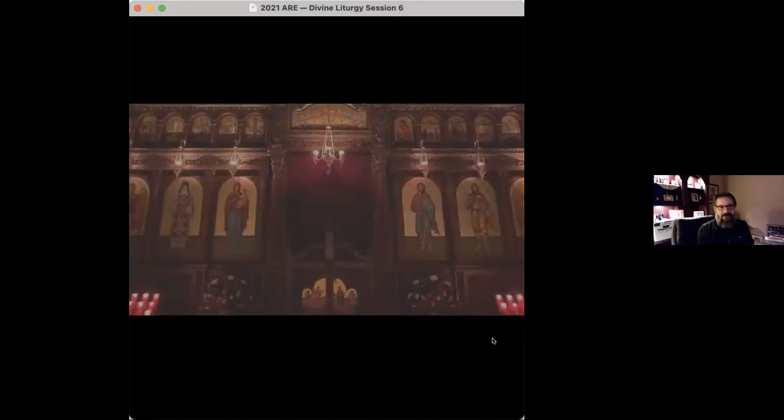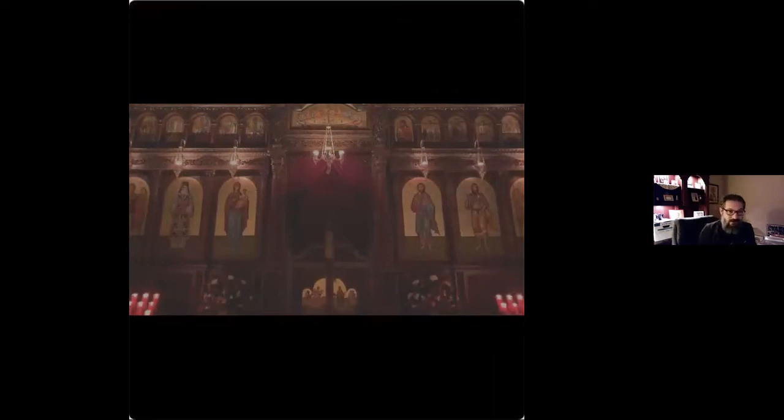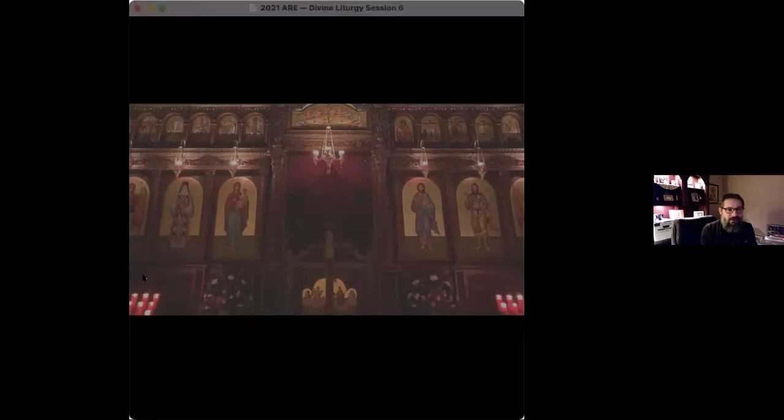So this is a picture of our Iconostasis here at St. Nektarios. Now, forgive me, I didn't have a better photo when I was working on this little presentation, so the ends are a little cut off, but that's okay. We'll still get what we need to out of this, I think.